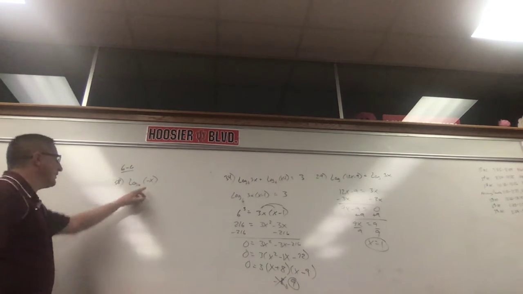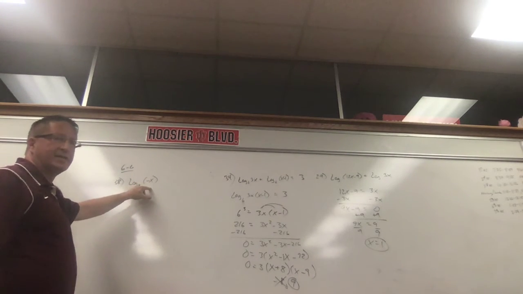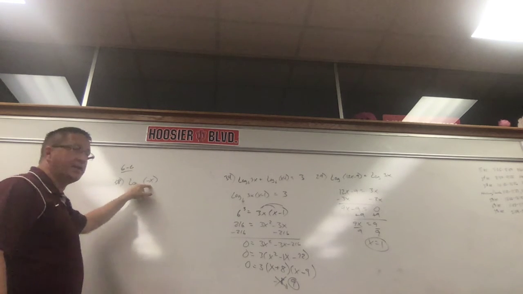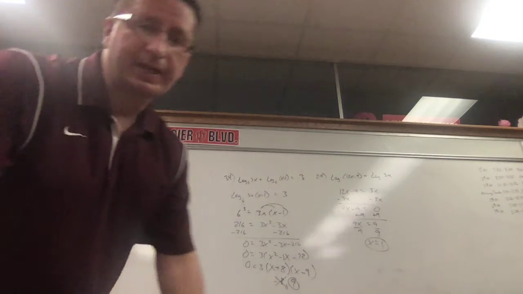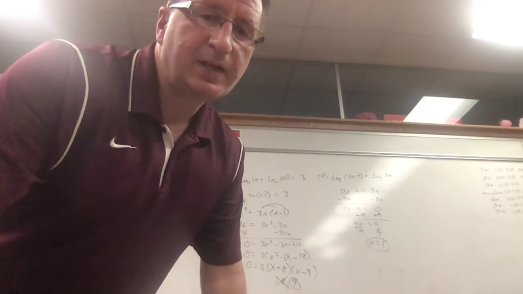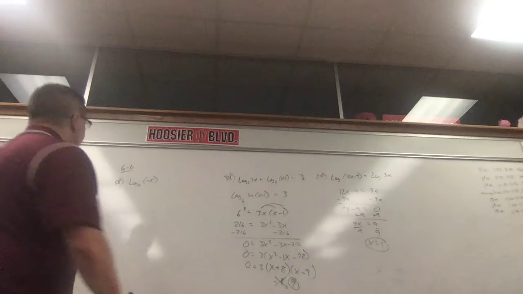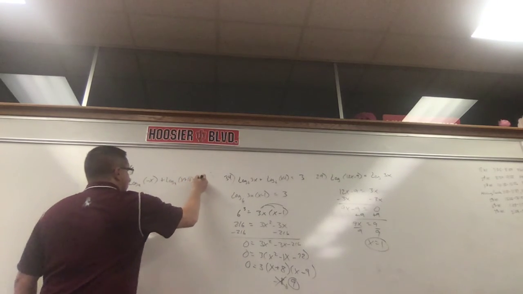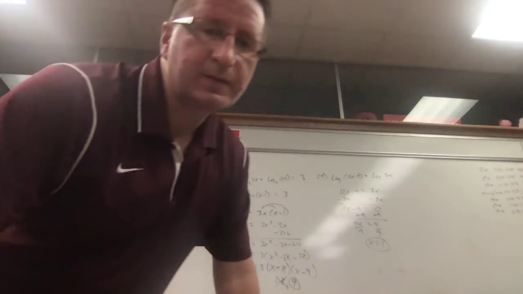Now you're thinking, well, I thought you can't have a negative here. Well, whatever x is going to have to be a negative number. Because if I plug in a negative number, it becomes a positive. So whatever my answers are, they got to be negative in this particular case. Okay, plus log base 4 of x plus 10 equals 2.